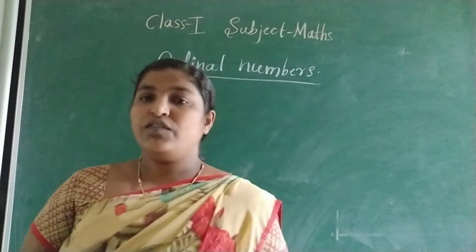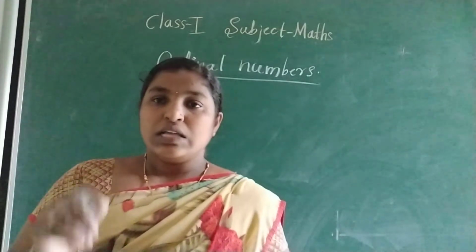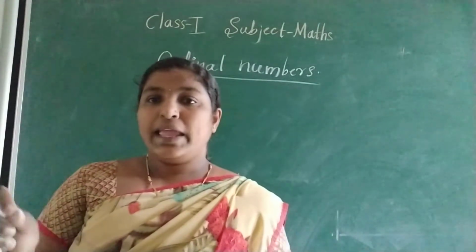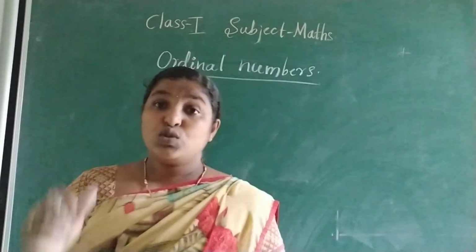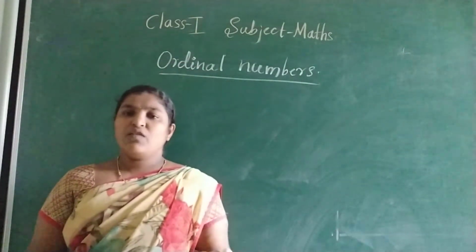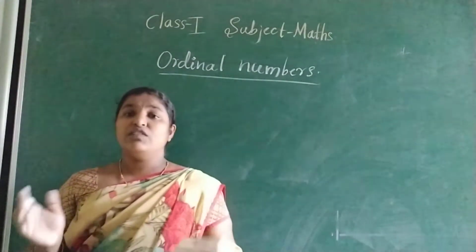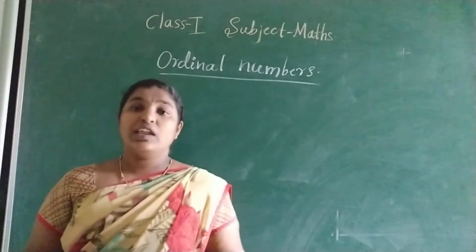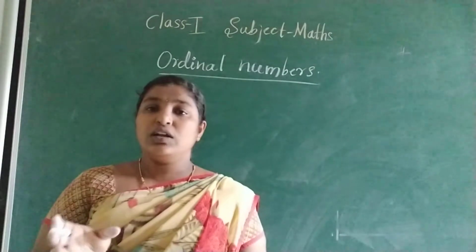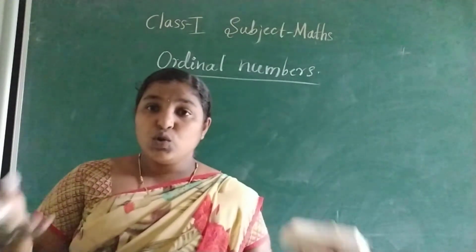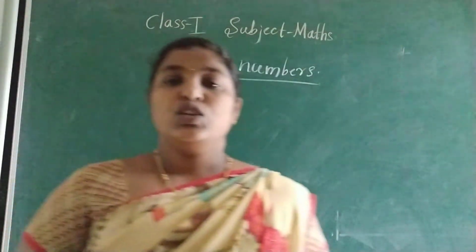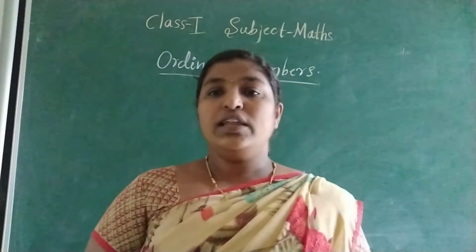There is a queue in front of the shop. Sita stood third place in the queue. So third place explains the position of Sita. So like this in our daily life we use many words like first, second, third, 20th. I am studying in 6th class, so 6th is an ordinal number word. You all are studying in first standard, so position is first. These numbers are known as ordinal numbers.